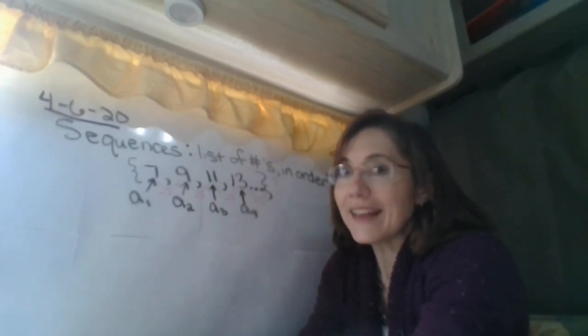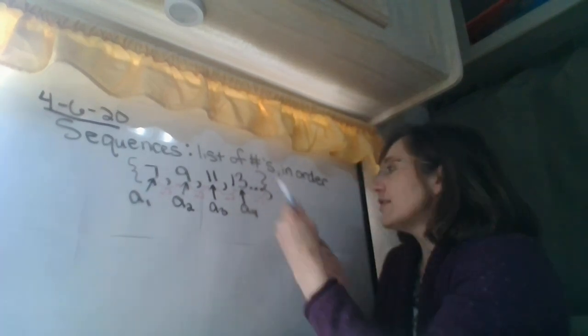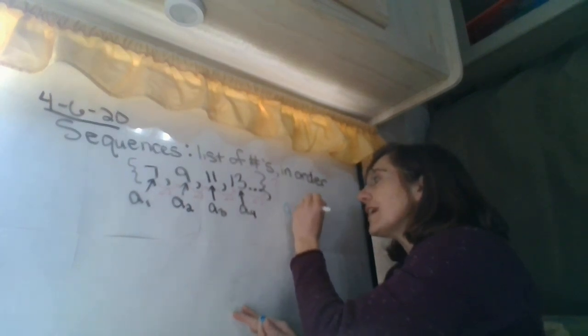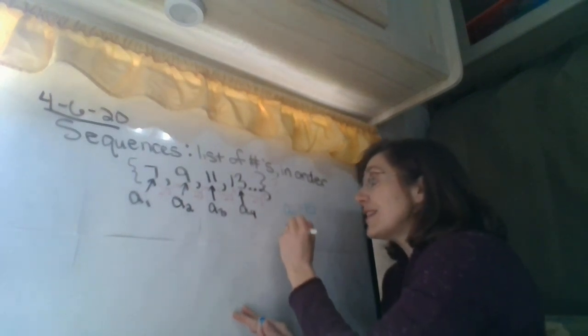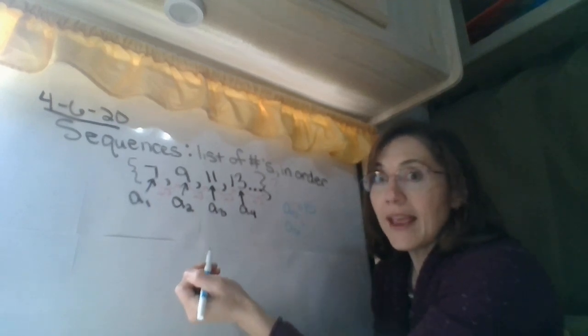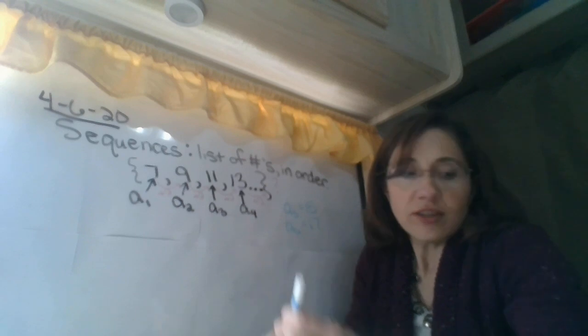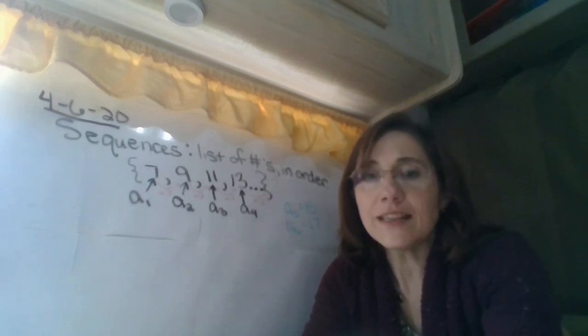So any guesses? Any guesses what's going to come next? A 15! Good job! So A sub 5 would equal 15. If you wanted to find A sub 6, guess what that would be? Add 2 to it, and you would get 17. So you can find some missing terms that way.